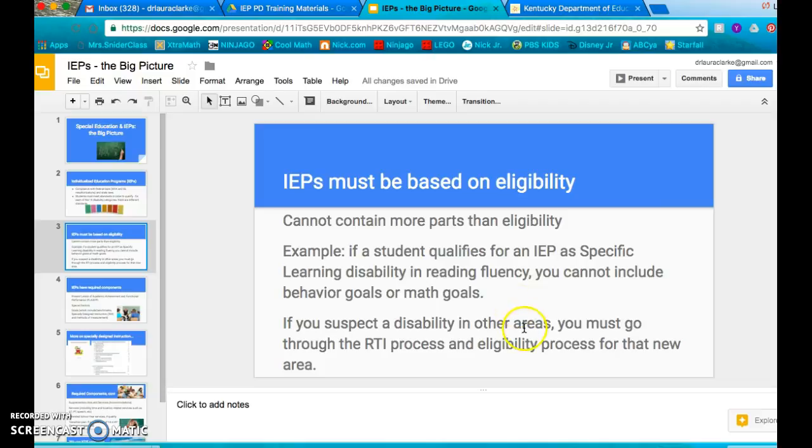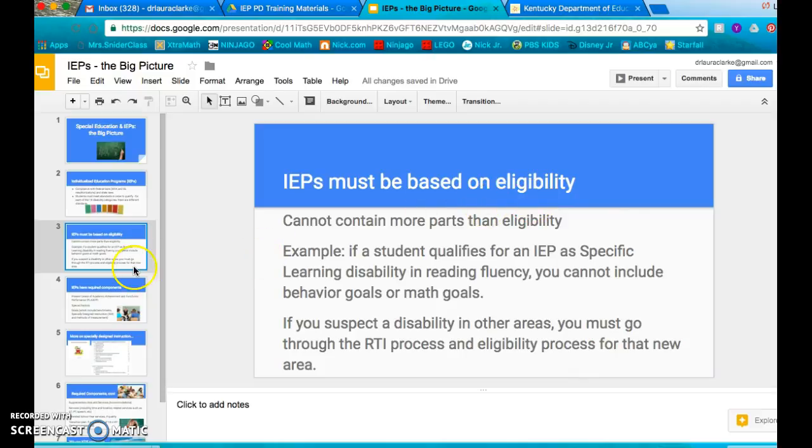Now, if you suspect a disability in other areas, then you still have to go through that same process we went through for the student to qualify for a specific learning disability and reading fluency, going through the RTI process and the eligibility process for that new area.